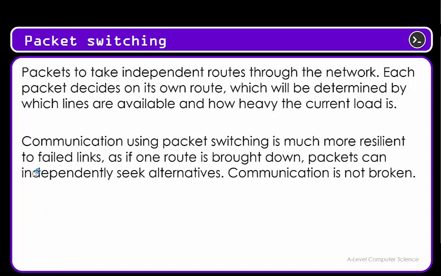Now, in terms of communication, packet switching is more resilient. So if we have a blockage or failure between one link or another, if it's brought down, the packets can automatically find another route and navigate their way through, making it more efficient, more intelligent, and ultimately more resilient, which is what the internet is based upon.